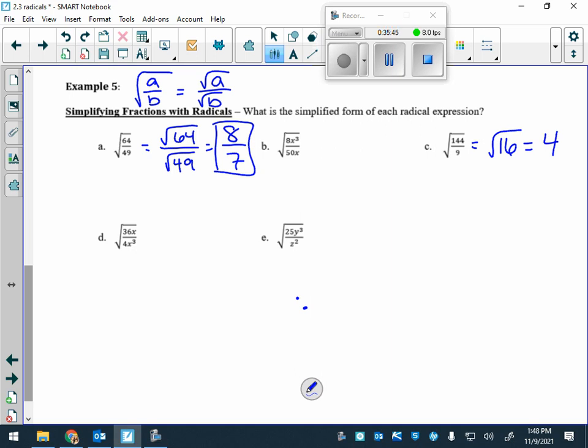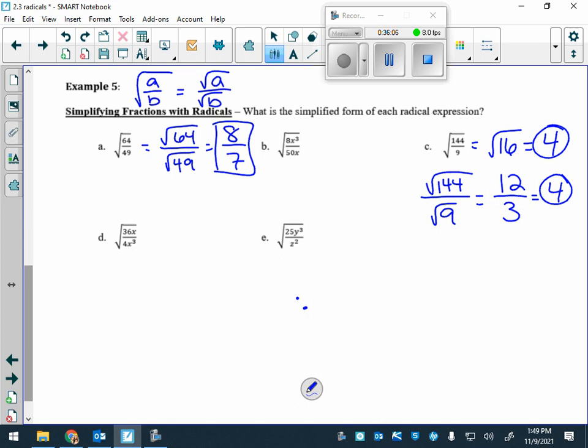Or, if you broke it up into 2, what's the square root of 144? Square root of 9? 12 divided by 3? Still get the same thing. Okay? Are we okay? All right.